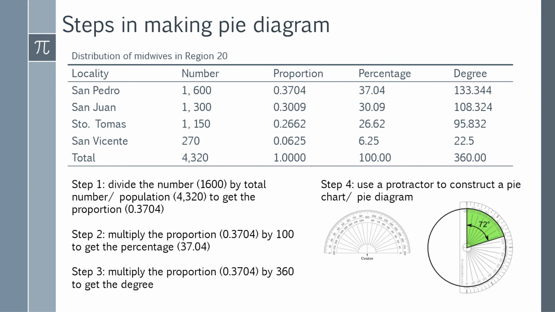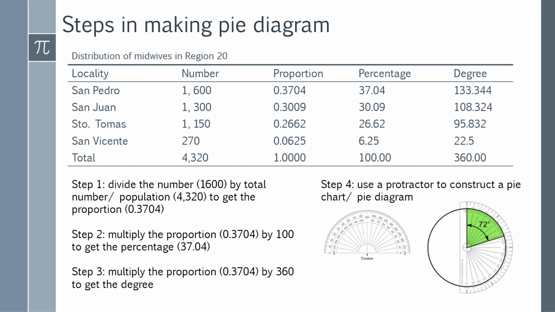So suppose that we want to create a distribution table of midwives in region X. So we have the localities of San Pedro, San Juan, Santo Tomas, and San Vicente. The total number of midwives in San Pedro is 1,600, in San Juan 1,300, in Santo Tomas 1,150, and in San Vicente 270, with a total of 4,320 midwives in region X. So this is just a hypothetical example.